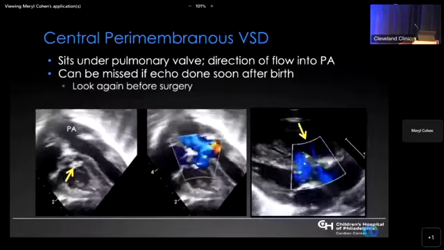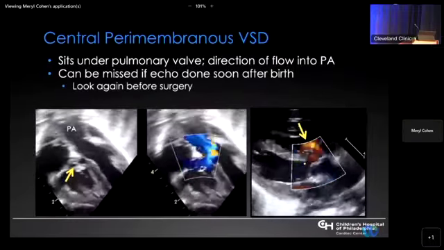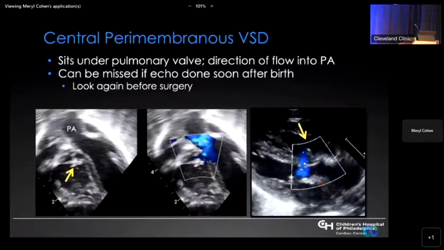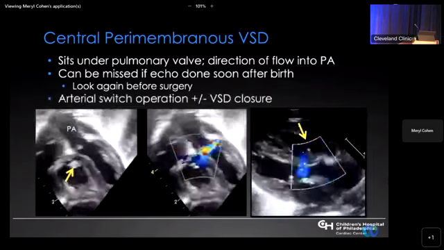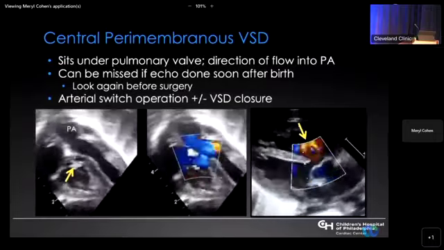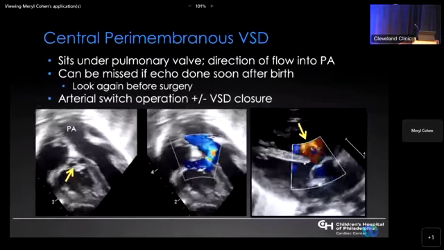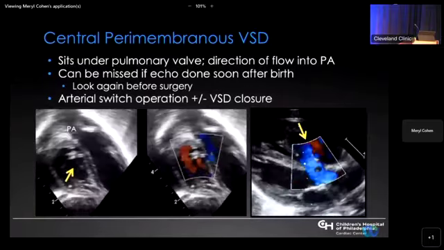And so I would advocate that if you do an echocardiogram on a patient with transposition immediately after birth, then you really should look again a couple of days later before you do the arterial switch or other operation to be sure that you don't have a VSD. And of course, in this subset of patients, the arterial switch operation can be performed, and depending on the size of the VSD, that may need to be closed at the same time as well.